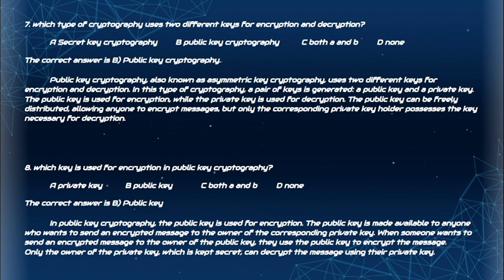In public key cryptography, the public key is used for encryption. The public key is made available to anyone who wants to send an encrypted message to the owner of the corresponding private key. When someone wants to send an encrypted message to the owner of the public key, they use the public key to encrypt the message. Only the owner of the private key, which is kept secret, can decrypt the message using their private key.